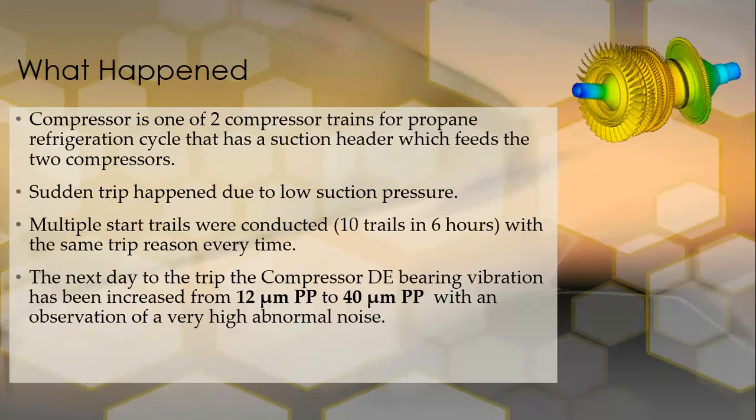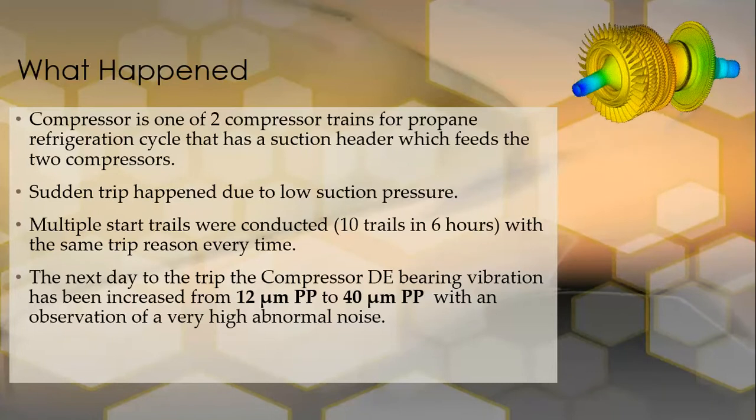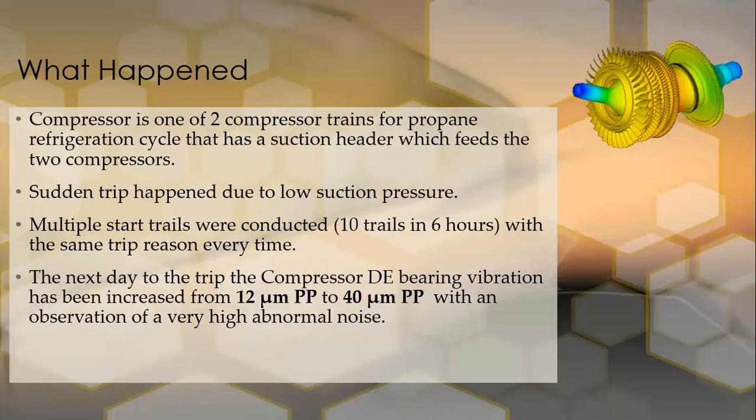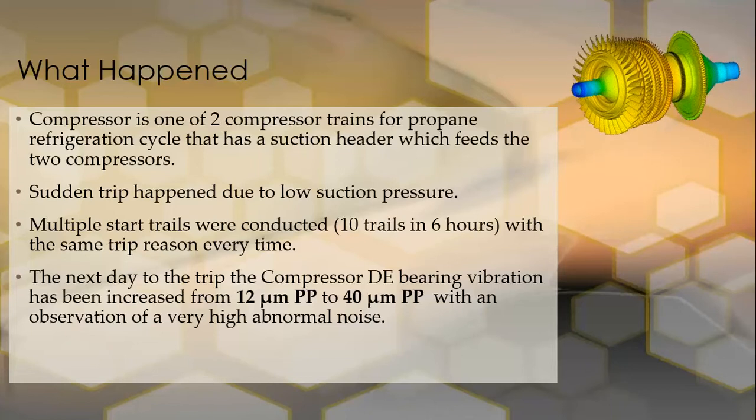The compressor is one of two compressor trains for a propane refrigeration cycle that has a suction header which feeds two compressors. A sudden trip happened due to low suction pressure.